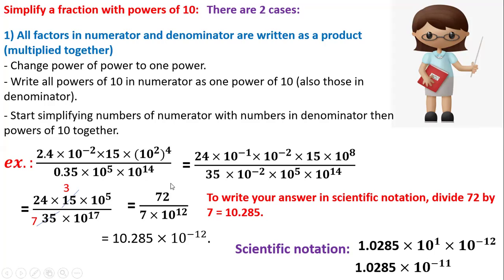Suppose you are asked to write your answer in scientific notation. Of course, you know the form of a scientific notation. It should be written as a number between 1 and 10 multiplied by a power of 10.